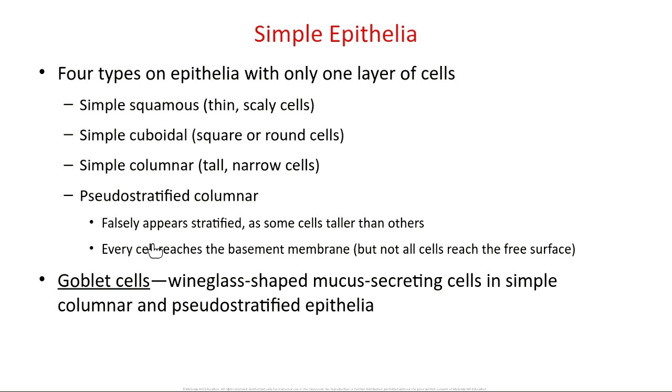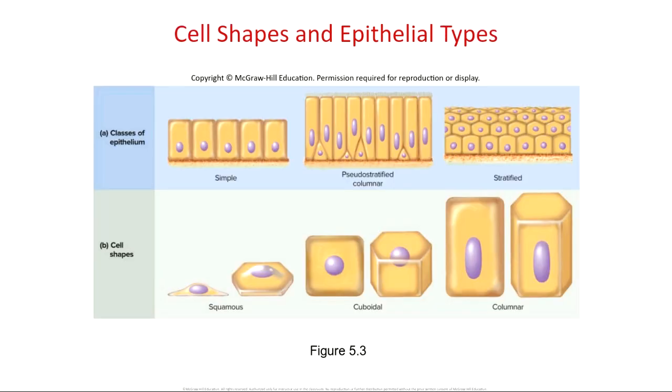All right, it's pseudo because it's falsely stratified. It's not stratified, it's actually simple, right? And the reason it looks like it's stratified is because the heights of these cells are of different levels, right? You have some that are a little shorter than others, others are really tall. And so that means the nuclei are going to look like they're in different places, and they are in different places, all right? They're not all in one straight line like you see here with simple, for example. They're all over the place. So it looks like many layers.